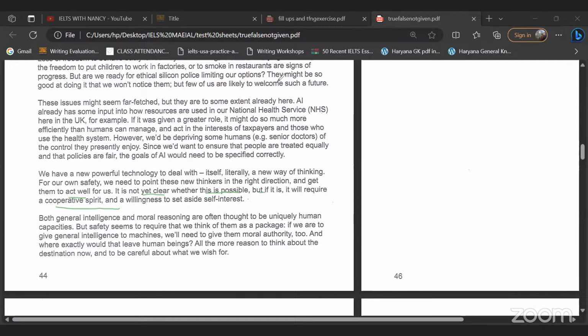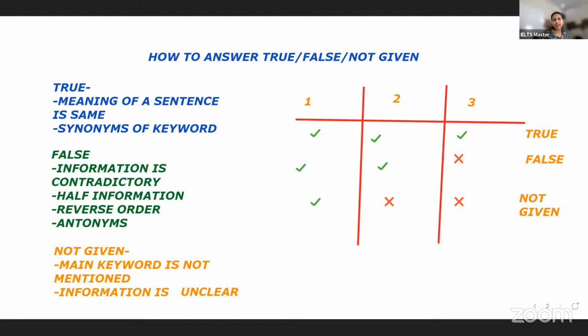Cooperative means working together. The answer has to be yes. Everyone, this part is clear. How do we spot yes, no, not given or true, false, not given type of questions? This is how we can read the statement. We can find the location, and according to that, we can write the answer.